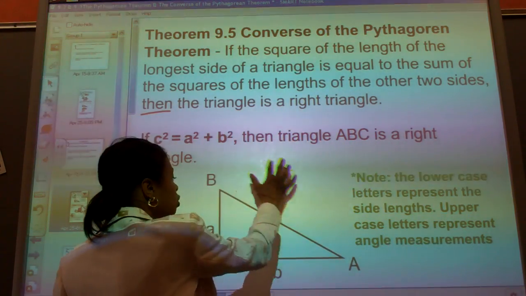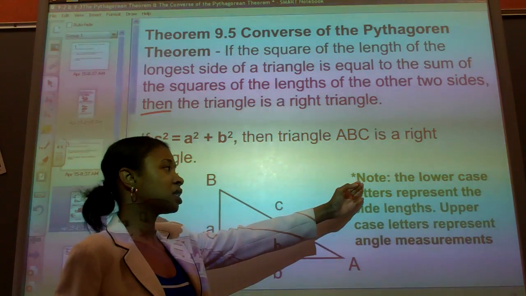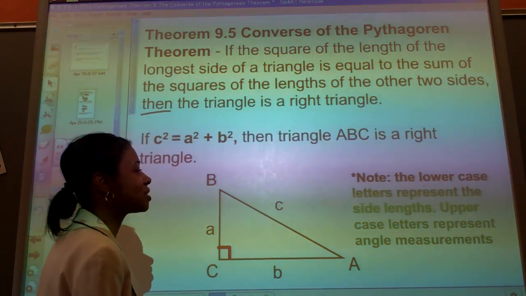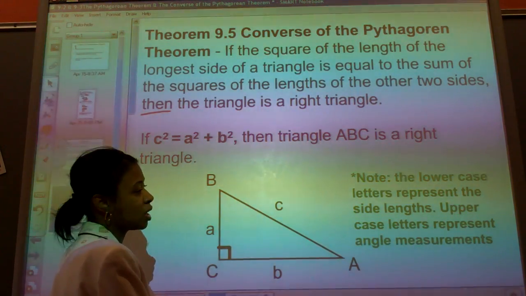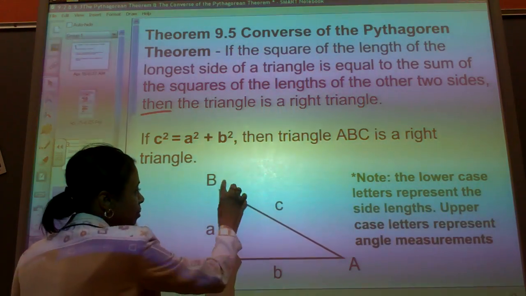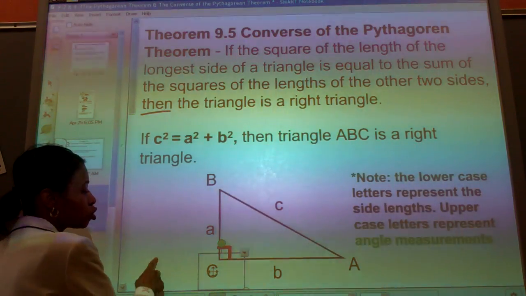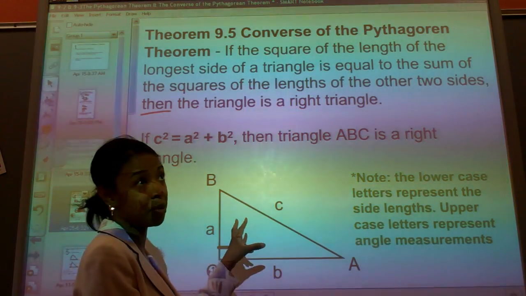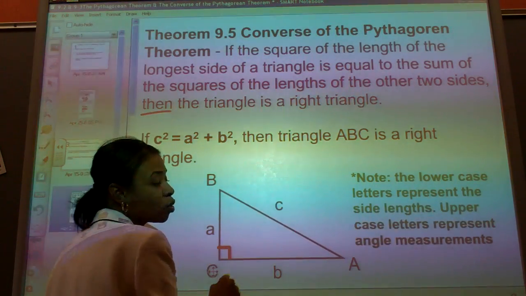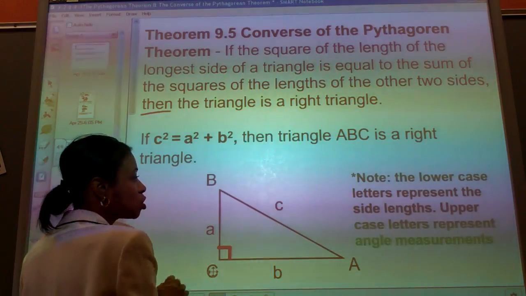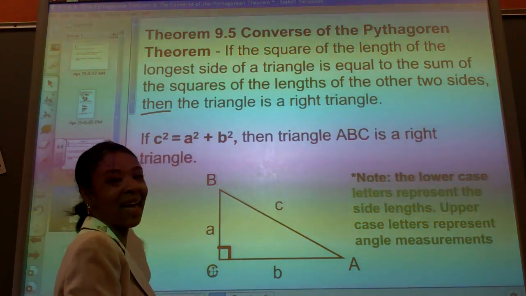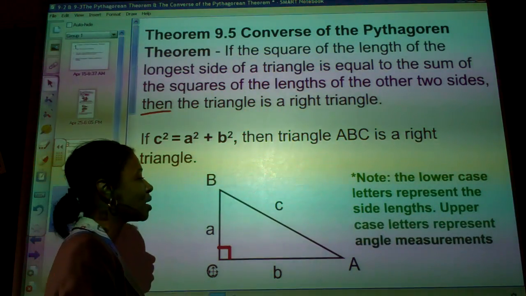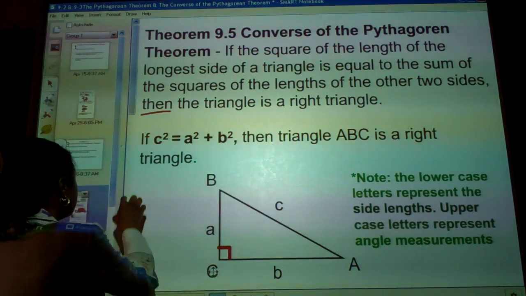Okay? Look at my triangle ABC. Notice that I wrote this note quickly for you. Note that the lowercase letters represent side lengths and uppercase letters represent angle measures. So my triangle is ABC. When I'm putting both angles and sides to give you some information, the capital letters should always represent your angle measures, and the lowercase letters should always represent your side lengths. Okay?